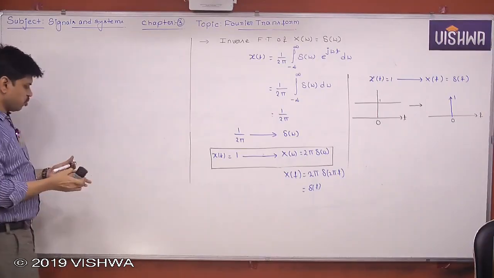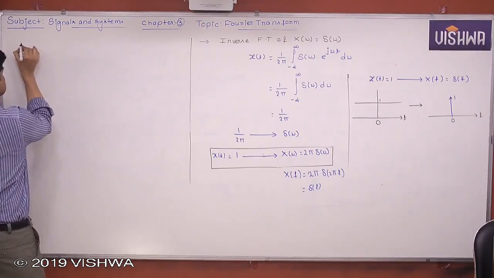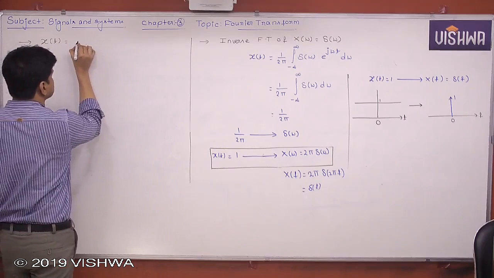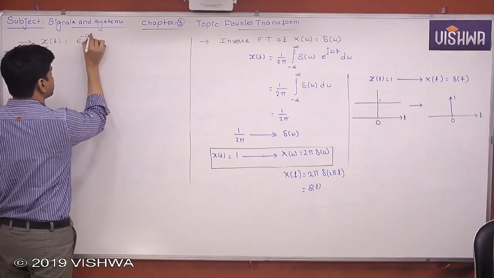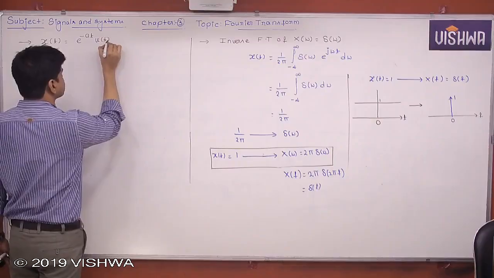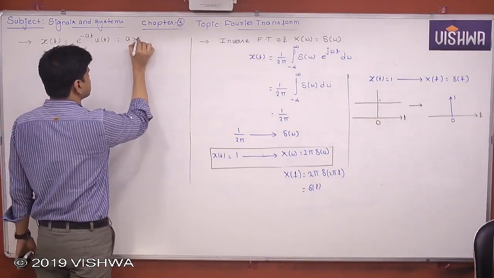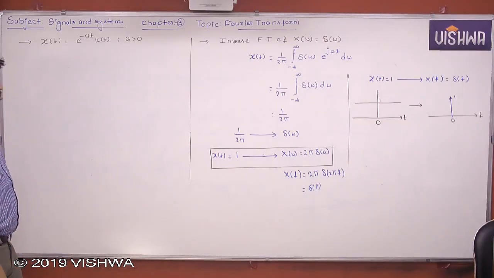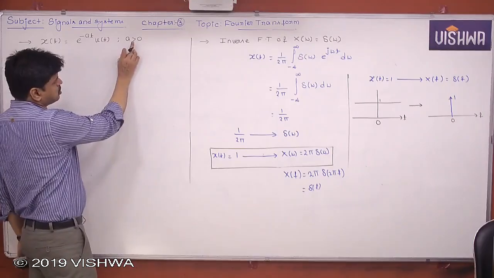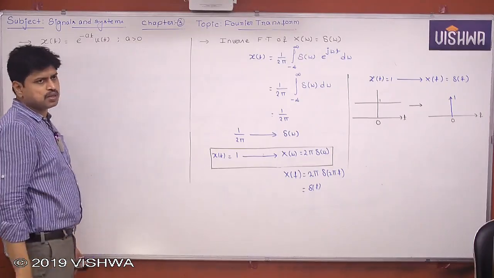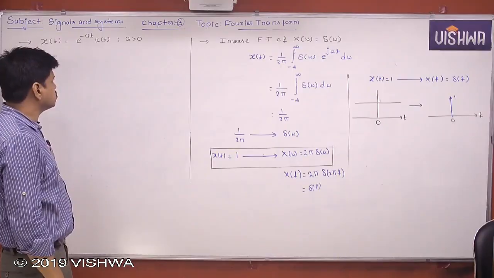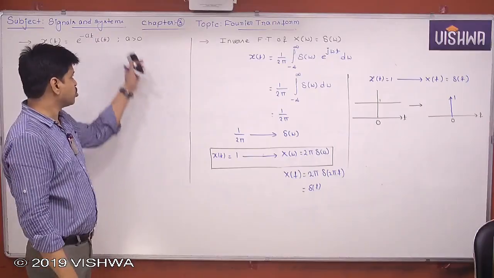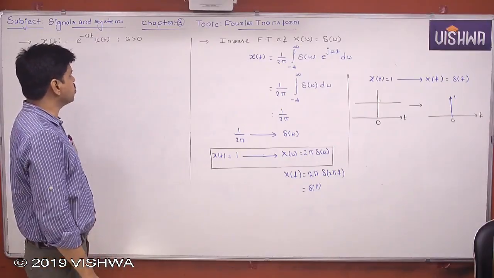Next, one more function. X of t is equal to e power minus at u of t, where a is greater than 0. For this function, we have to find the Fourier transform. Why have they given the condition a greater than 0? Why can't it be a less than 0? Let's take one example. A is equal to minus 2. I am opposing this condition.